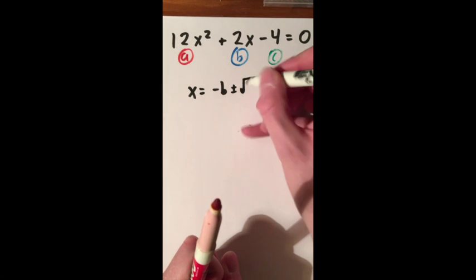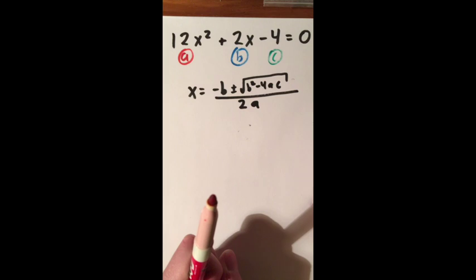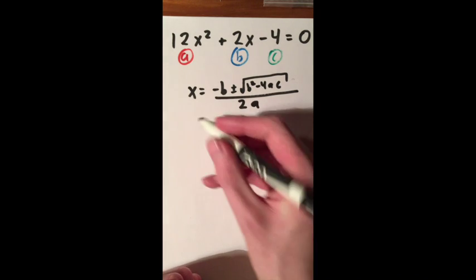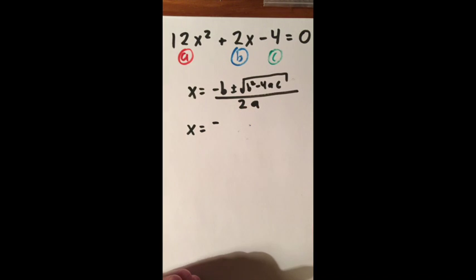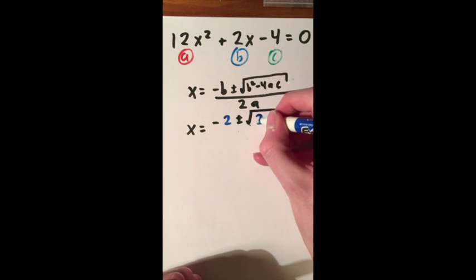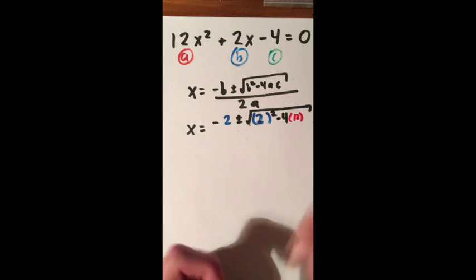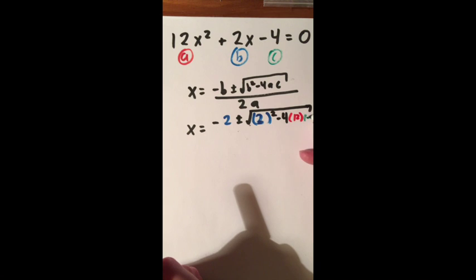Negative b plus or minus square root of b squared minus 4ac all over 2a, okay? And let's go ahead and replace everything we know. So x equals, well, negative, my b's a 2, plus or minus square root of b squared, so that's going to be 2 squared. I'm actually going to put the 2 in parentheses. I want y'all to get in the habit of putting it in parentheses whenever you square something or even multiply something. 2 squared minus 4 times my a, well my a was 12, and then my c was a negative 4, hopefully y'all can see that.